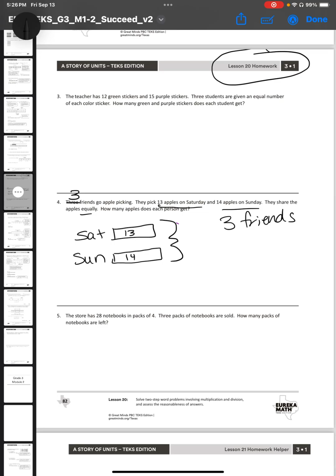To figure out how many apples each person gets, I need to first decide how many apples there are total. So I need to combine the apples from Saturday with the apples from Sunday and get my total number of apples. Well, if Saturday is 13 and Sunday is 14, that gives me a total of 27 apples. My 27 total apples are being shared or divided between 3 friends. How many do they each get?